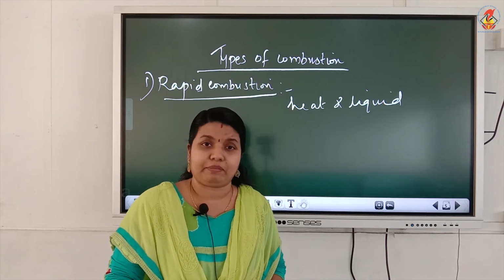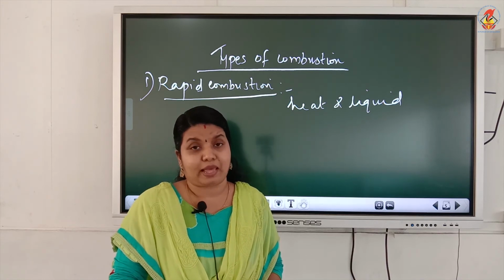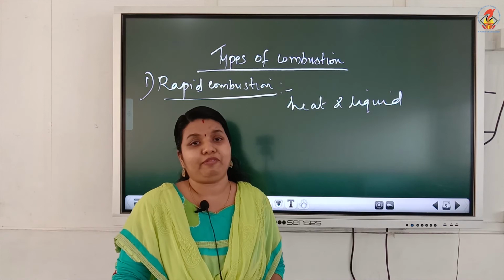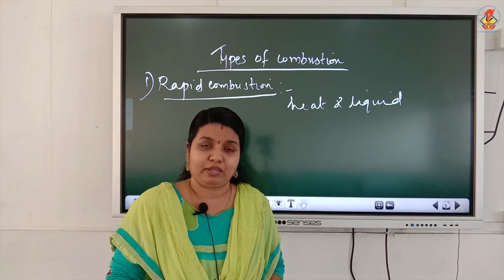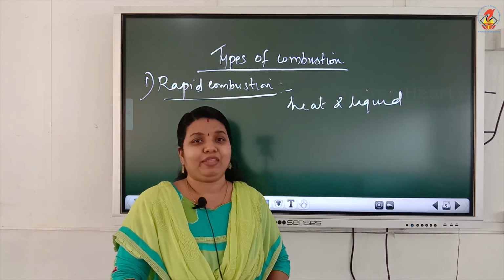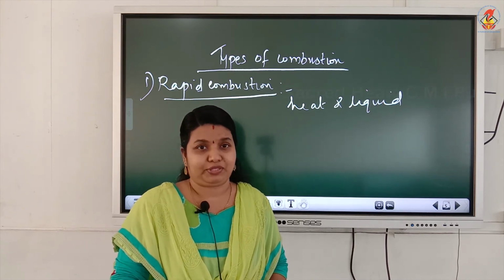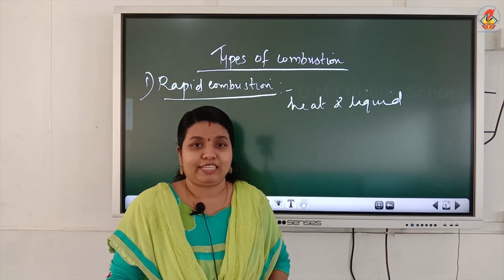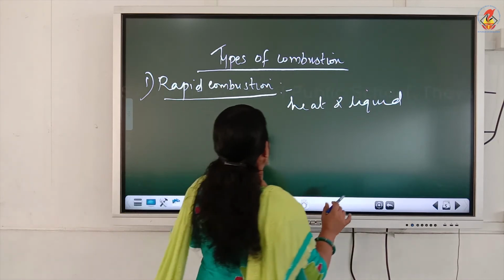In rapid combustion, a combustible material burns rapidly with the evolution of heat, producing energy in the form of heat and light. Burning of a matchstick, burning of LPG, burning of paper, all these are examples of rapid combustion. Combustible material burns rapidly, producing heat and light. So, that is rapid combustion.